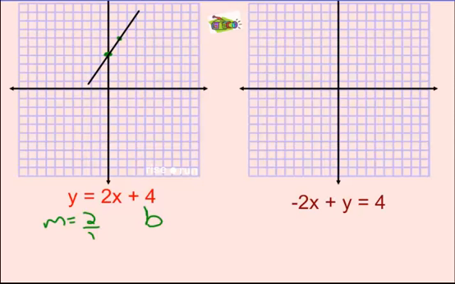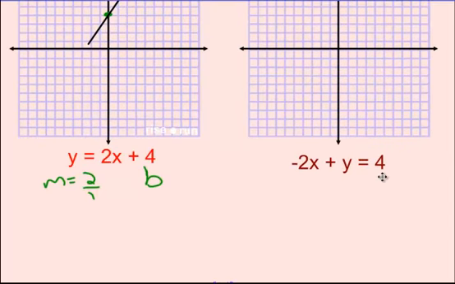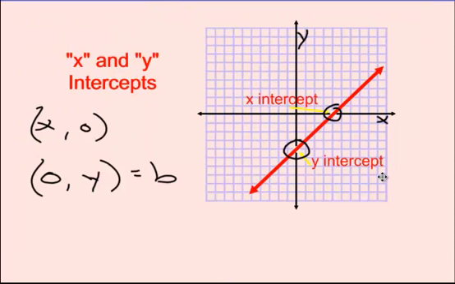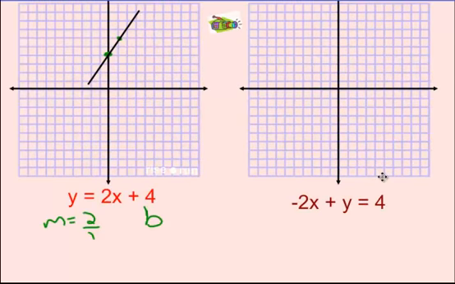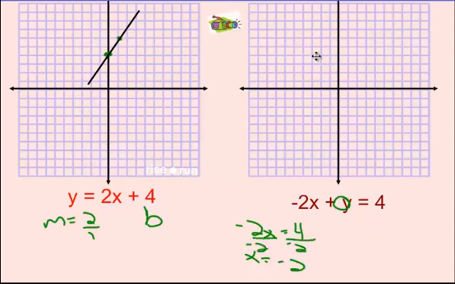Second line, if I want to use intercepts, remember, we're using this idea that the other one has to be 0. So if I want an x-intercept, I'm making y 0. So let's do that first. I have negative 2x equals 4. So x equals 4 divided by negative 2, which is negative 2. X is negative 2.